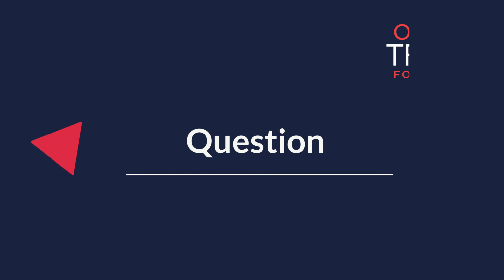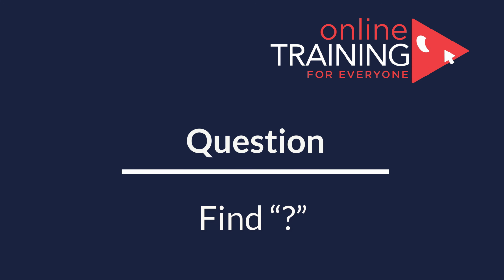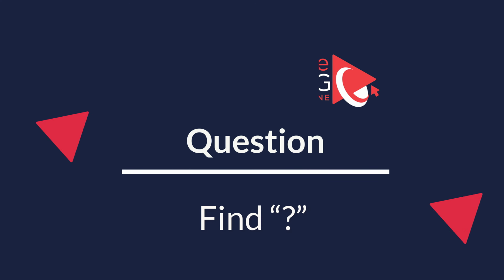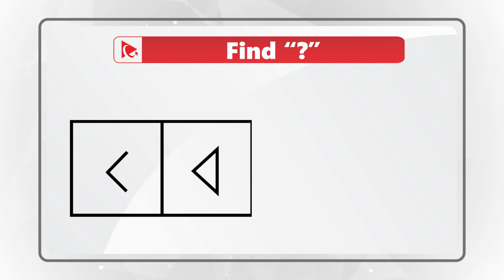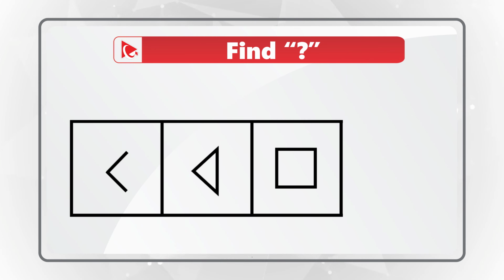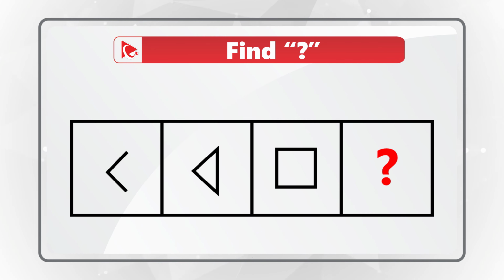Here's a wonderful question to test your analytical skills. You're presented with the series of shapes in the boxes. The first box has the arrow pointing left. Second box has triangle pointing left. Third box has a square. And then comes the box with the missing shape.